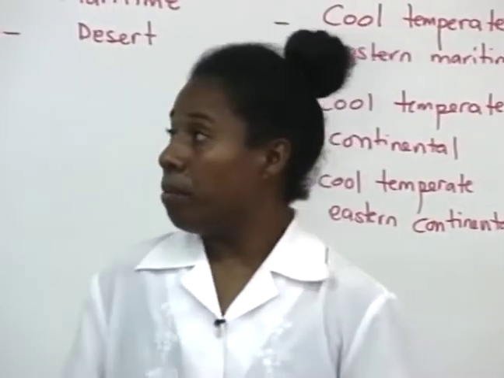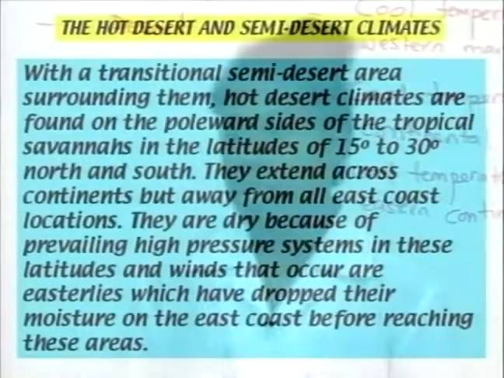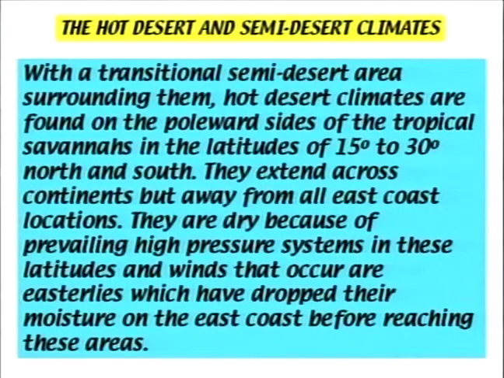Okay, the information from the monitor, that is what we have already started on in our last lesson. That serves as our introduction, and I'll go through it again. From the monitor, it says, with a transitional semi-desert area surrounding them, hot desert climates are found on the poleward sides of the tropical savannas in the latitudes of 15 degrees to 30 degrees north and south of the equator. Tropical deserts extend across continents, but away from the east coast locations. That is a very important characteristic that we must also note.